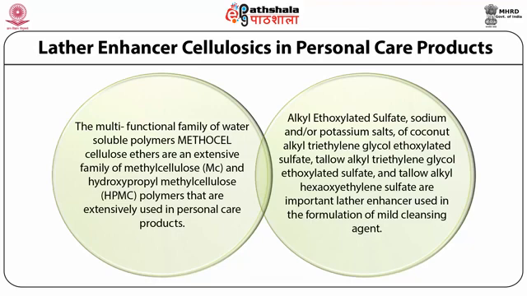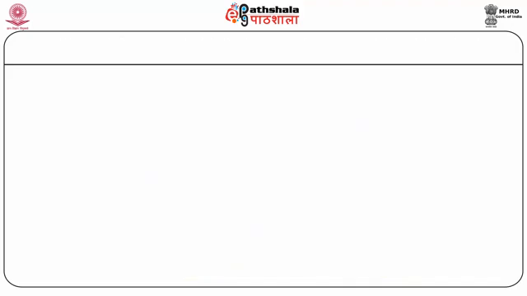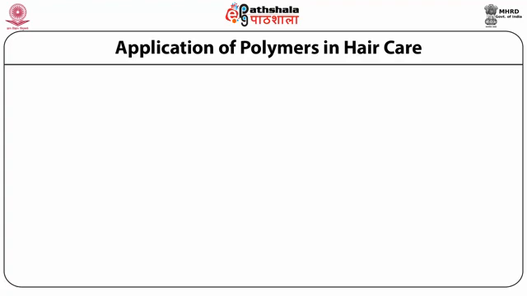The commercial preparation Benecel E10M hydroxypropyl methylcellulose is a highly pure water-soluble non-ionic cellulose ether. It is used in personal care products like shampoos, body washes, shower gels, and shaving creams as a thickener, lather enhancer, water binder, and film former. Application of polymers in hair care.